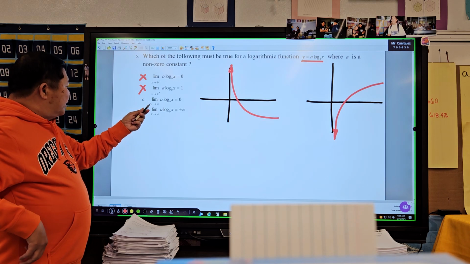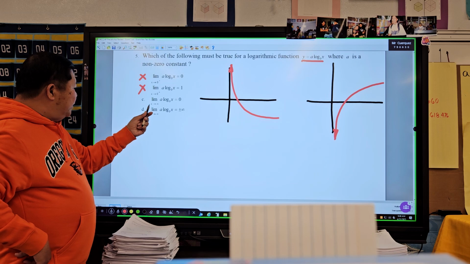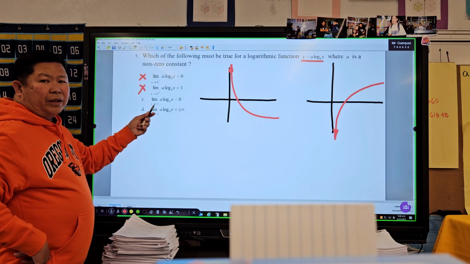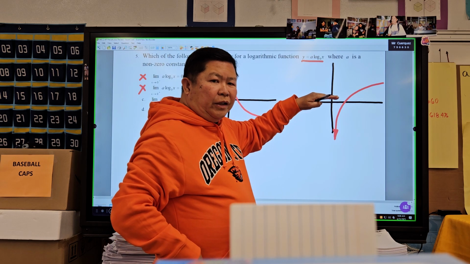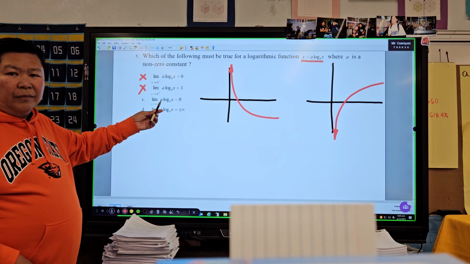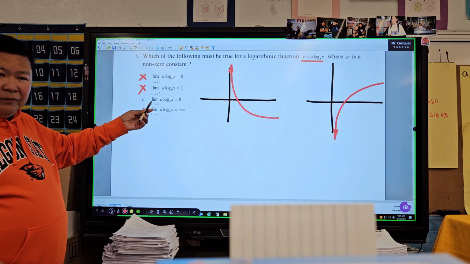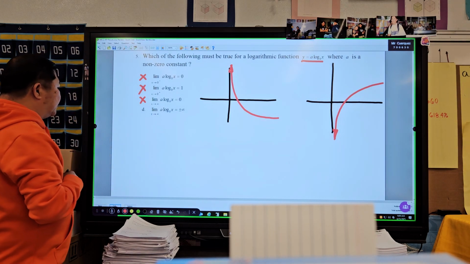The limit of the function a log of x base b as x approaching positive infinity. Is it equal to 0? So this statement is a false statement, right? Okay, next. Let's do letter D.